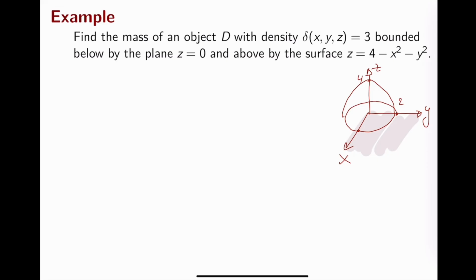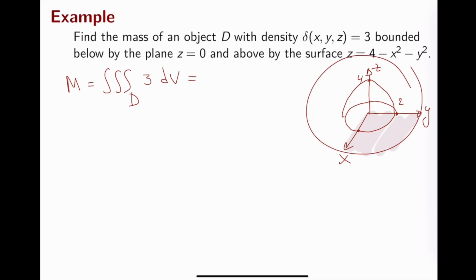In order to calculate the mass of the object, we just need to calculate the triple integral over D of the density, which in this case is just a constant function equal to 3. Okay, so this is the integral that we need to calculate. To find the limits of integration of this solid, we can see that because of its shape, it would be more suitable to use cylindrical coordinates that we have studied before.